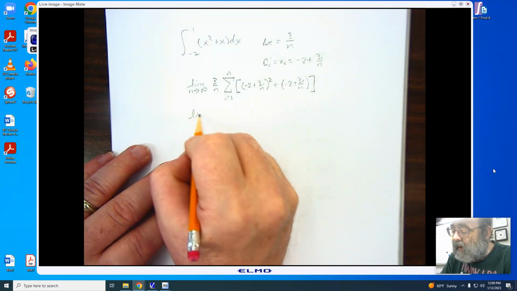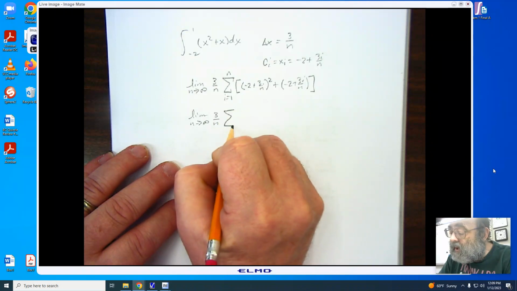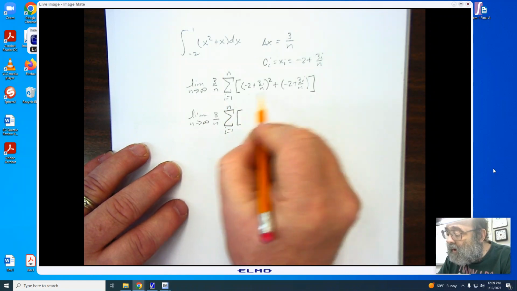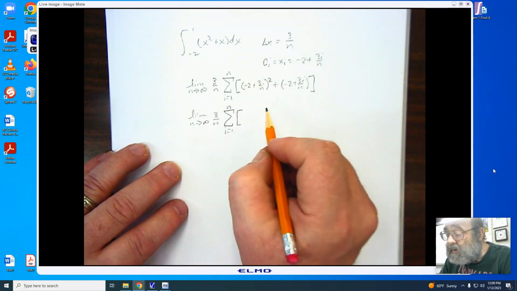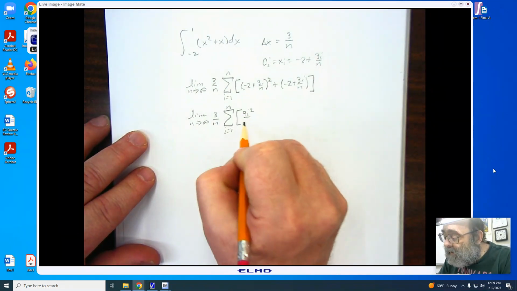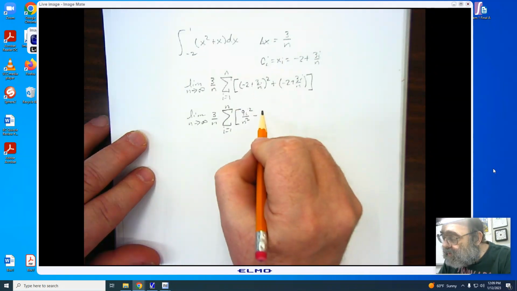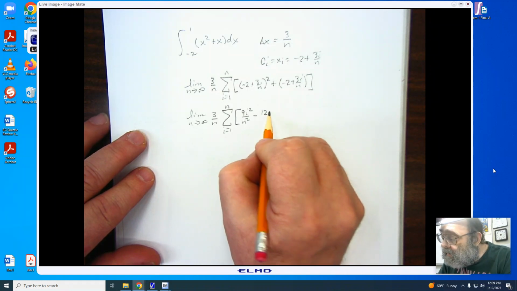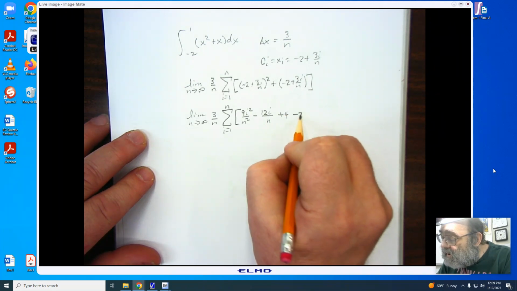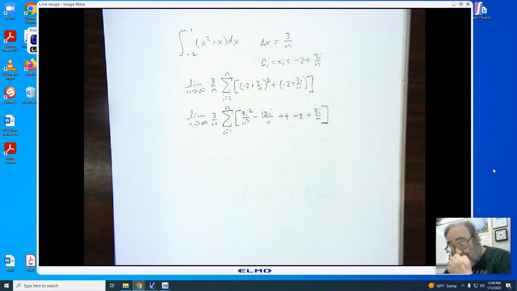Alrighty, this is going to give me the limit as n approaches infinity of 3 over n, summation as i starts from 1 to n, and I'm now going to get the FOIL of this, and I'll rewrite that so that I can add like terms. 9i squared over n squared minus, for the negative 2 times 2 times 3, is 12. Remember, it's 2ab. And then I have plus 4 minus 2 plus 3i over n. And we want to add like terms.